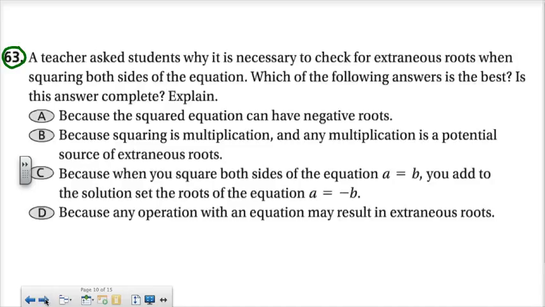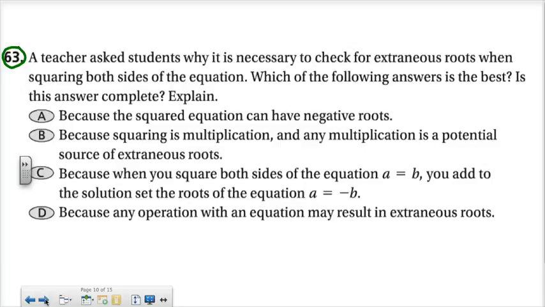Number 63 says, a teacher asks students why it's necessary to check for extraneous roots when squaring both sides of the equation. Which of the following answers is the best? Is that answer complete? And explain. So what we want to do is think, okay, which one of these is going to work best here? A says because the squared equation can have negative roots. Well, a squared equation, square roots do. B, because squaring is multiplication and any multiplication is a potential source of extraneous roots. No. Multiplication of any kind does not give you extraneous solutions. It's all about the power.